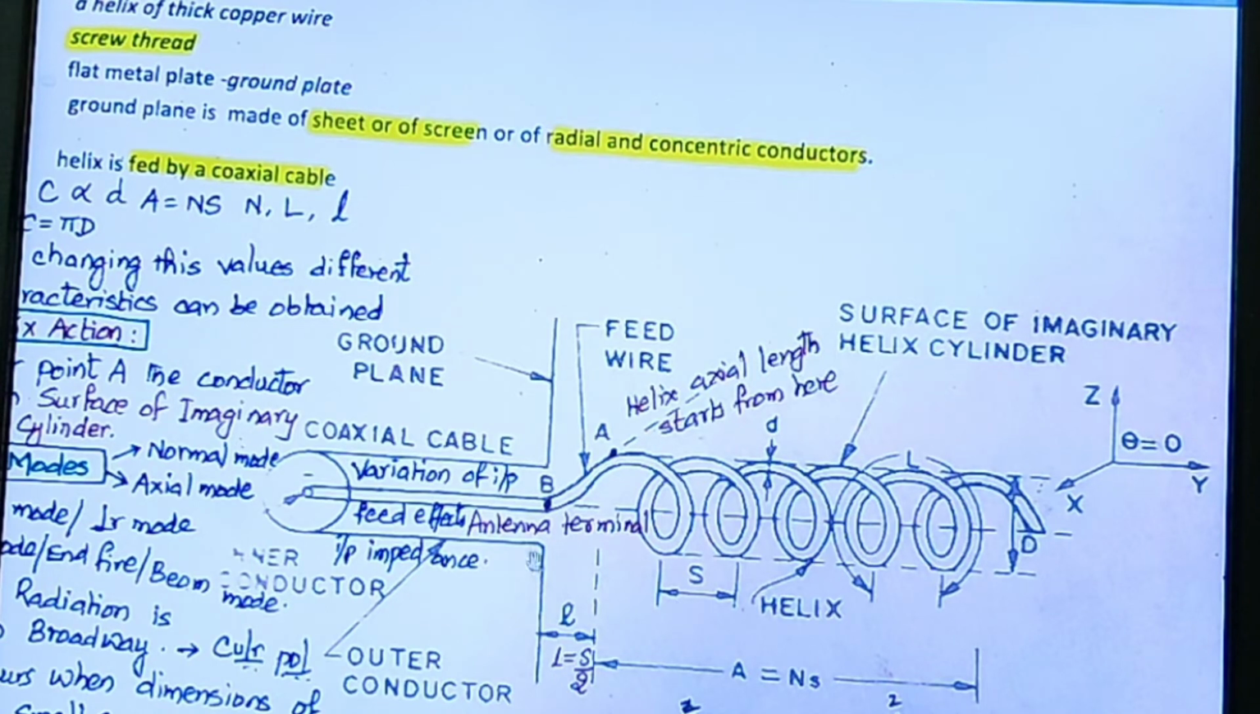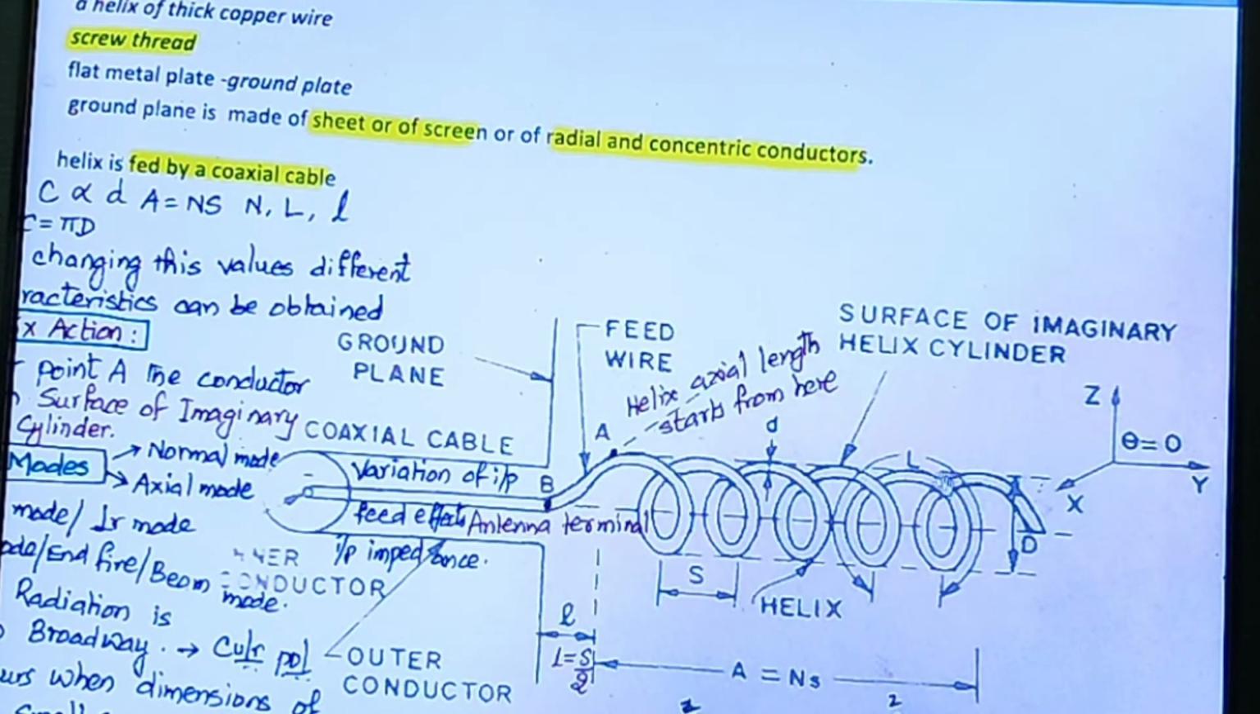From point B to point A, we call it the neck of the helical antenna. This is the length of the helix from point B to point A, and that is equal to L = S/2. So what is the total length of this helix? That is capital A, equal to n number of turns, and the spacing between one turn to another turn is S. So A = n × S, and the diameter of the inner conductor of the helix is small d. Similarly, the diameter of the total helix, from outer conductor to inner conductor, is capital D.